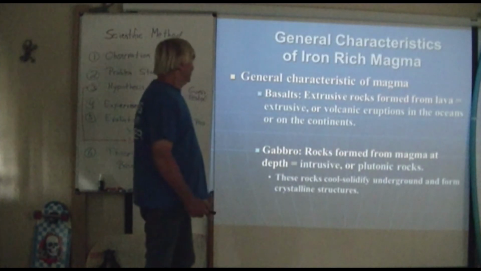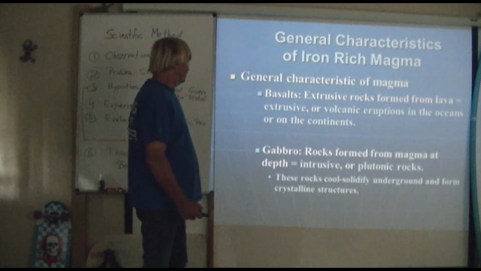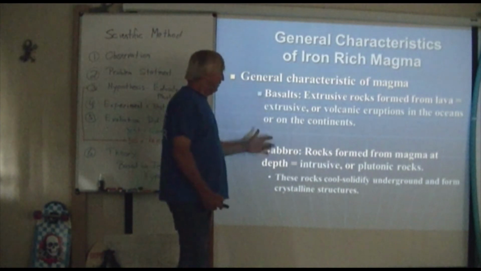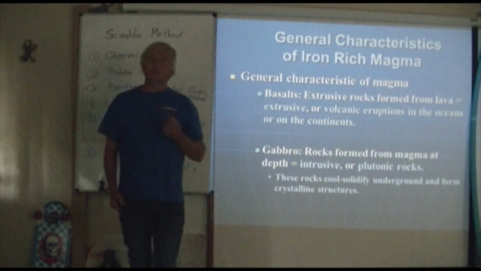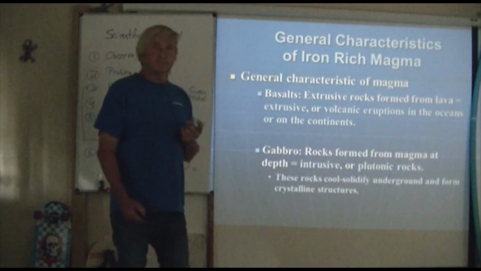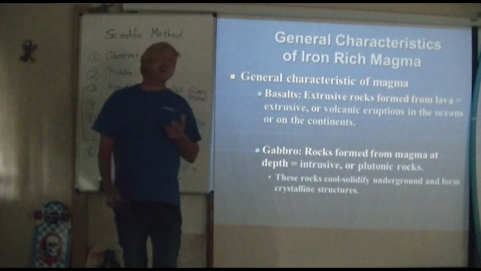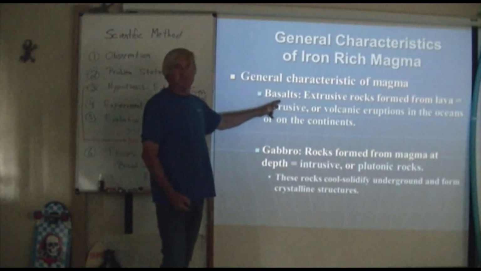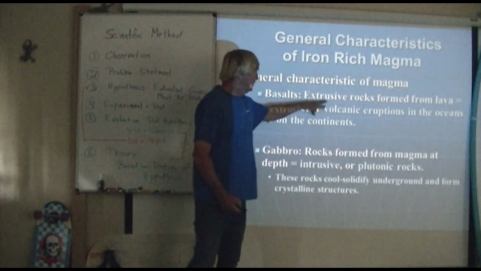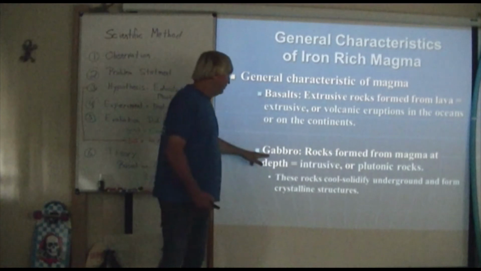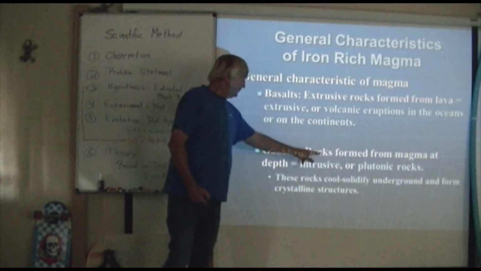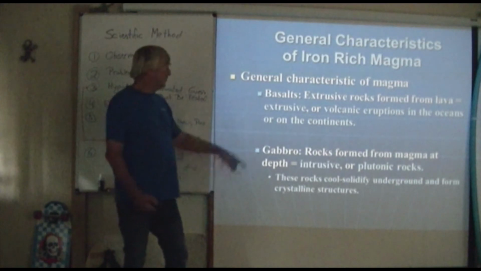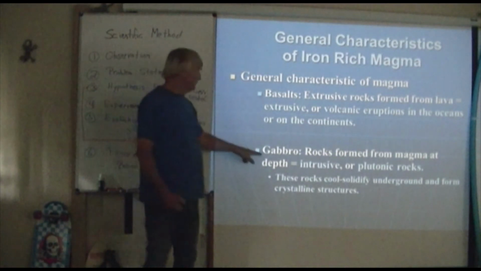All right, so let's look at basalt and gabbro. Basalt and gabbro have one thing in common. They're both rich in iron. They both come from high temperature magmas. But the difference is that basalt forms at the surface. We call that extrusive. Gabbro forms underground. We call that intrusive. So extrusive is basalt, intrusive is gabbro.